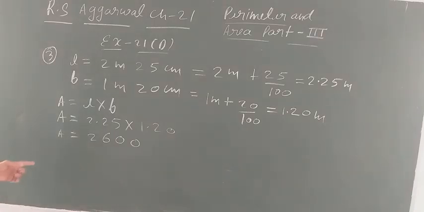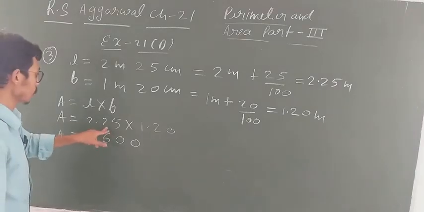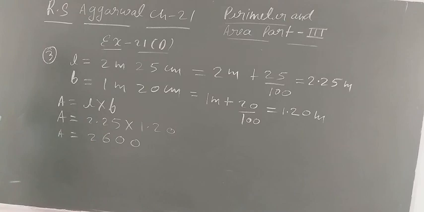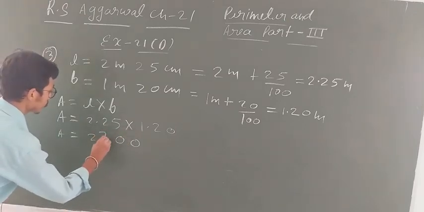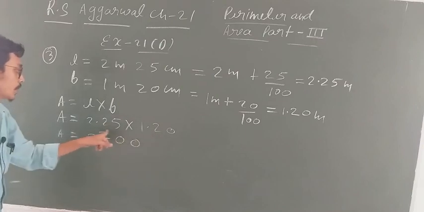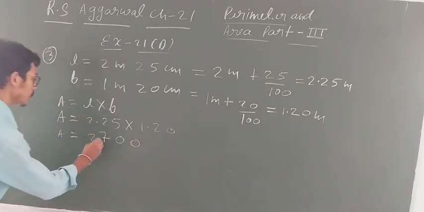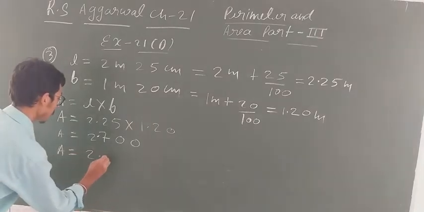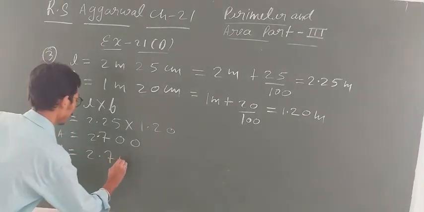So there is something mistake. 12 5s are 60, 12 2s are 24. This will be 27. Clear? Now count decimal. After decimal 2 digits, after decimal 2 digits. So total after decimal there should be 4 digits. So area equal to what? 2.7 meter square. Clear student?